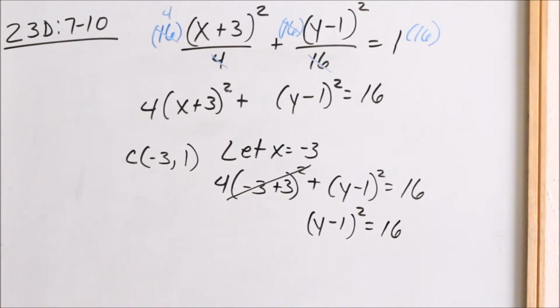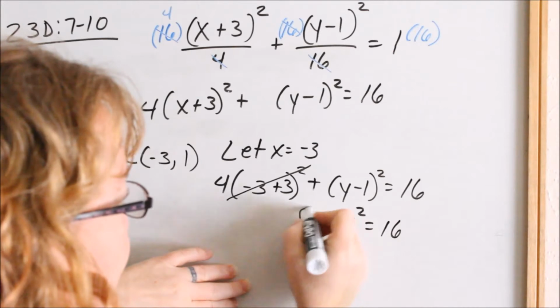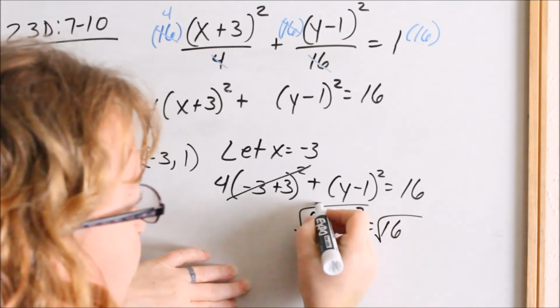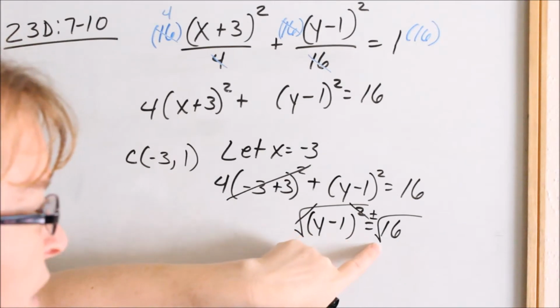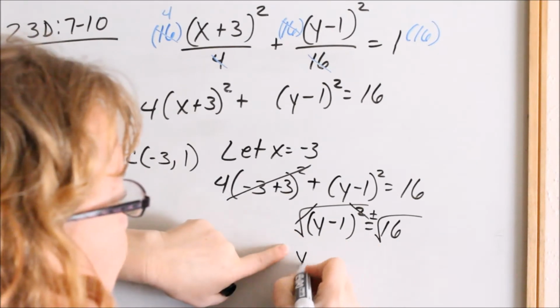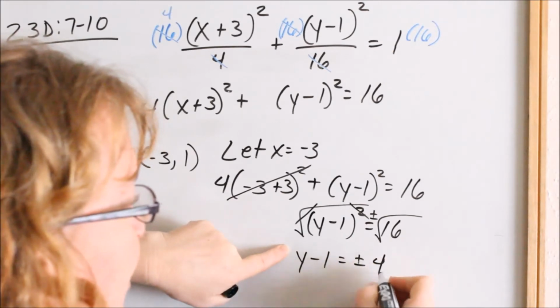I'm solving for y. How do I solve for y? I need to get rid of that. Take the square root of both sides. So that cancels, and then I have a plus or minus in front of my radical. Don't forget your plus or minus. So now we have y minus 1 equals plus or minus the square root of 16, which is 4.